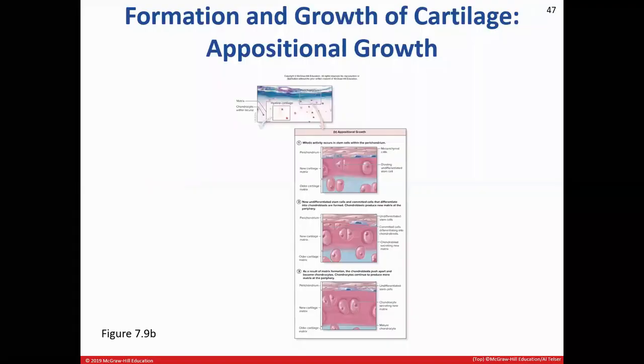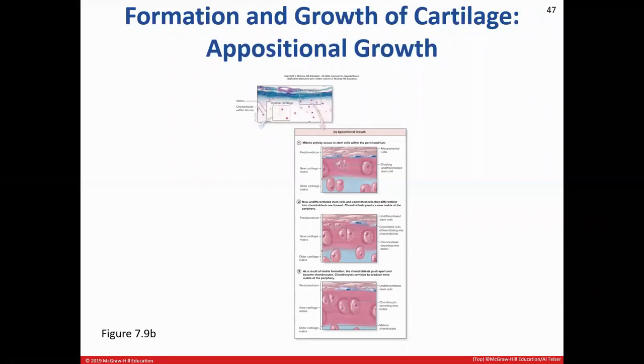Now let's take a look at appositional growth. So we see that we have mitotic activity that's occurring in the stem cells within that perichondrium. We then see that we have undifferentiated stem cells and committed cells that differentiate into chondroblasts. The chondroblasts then are able to produce new matrix at the periphery. As a result of creating that new matrix on the periphery, we start to see the chondroblasts push apart, and those chondroblasts are now becoming chondrocytes. And those chondrocytes continue to produce more and more matrix at the periphery of the tissue.